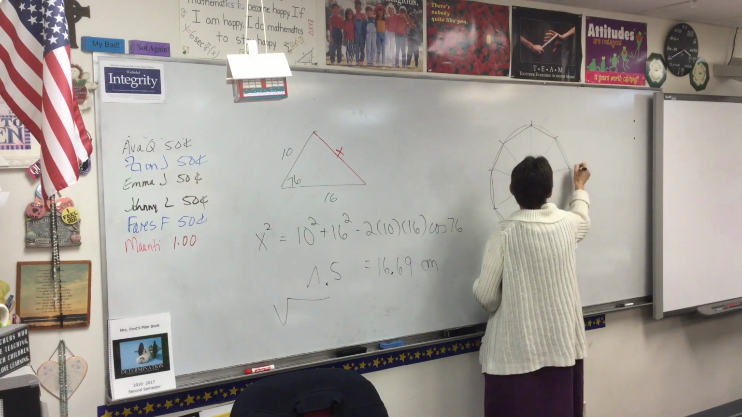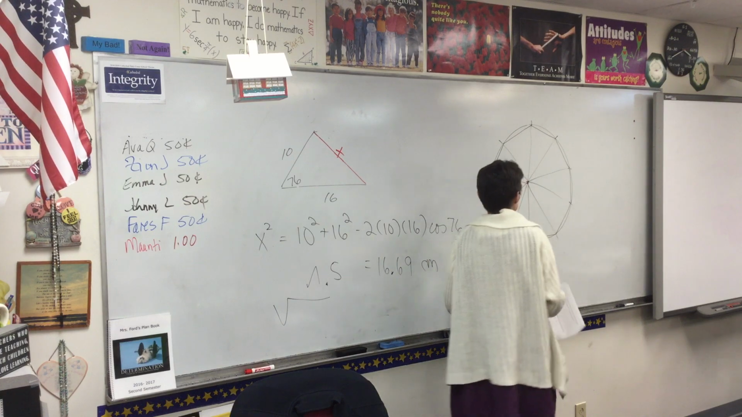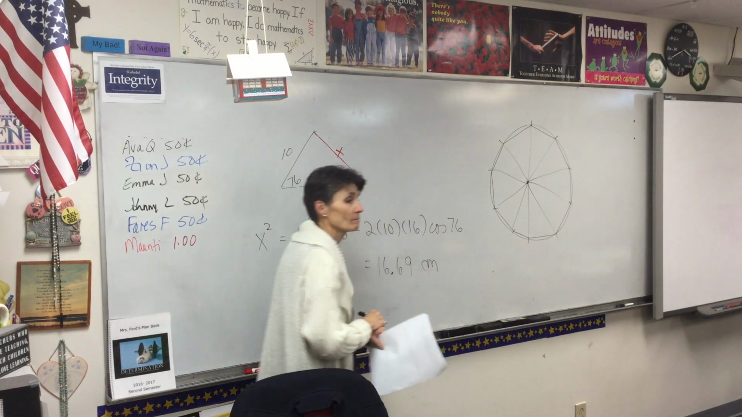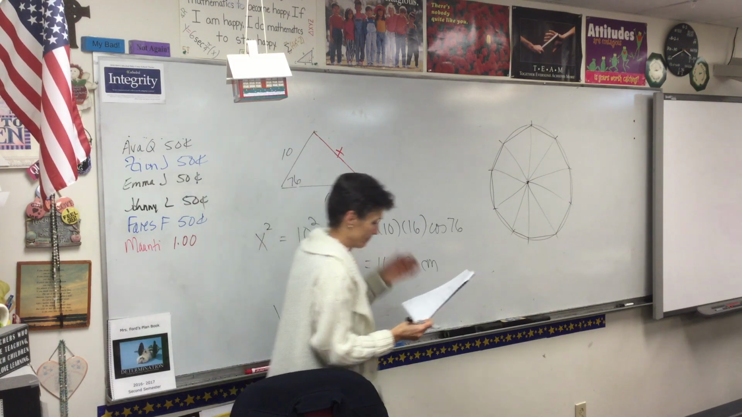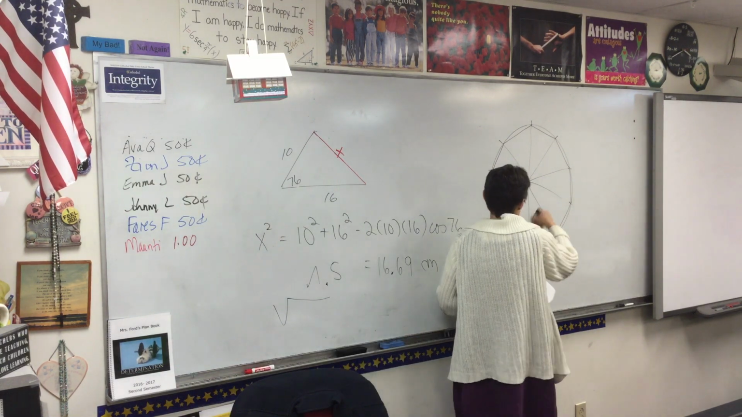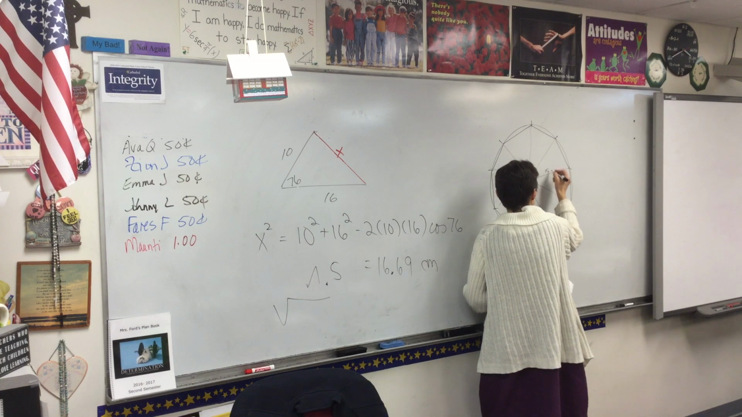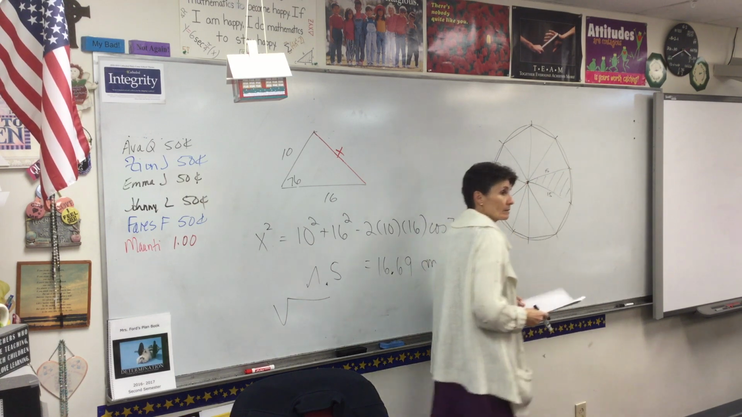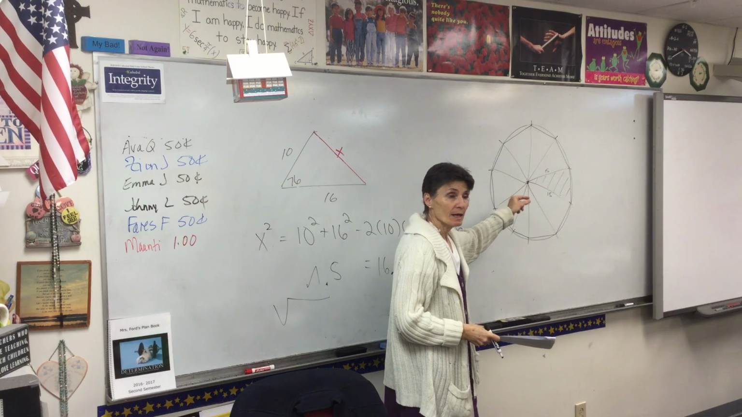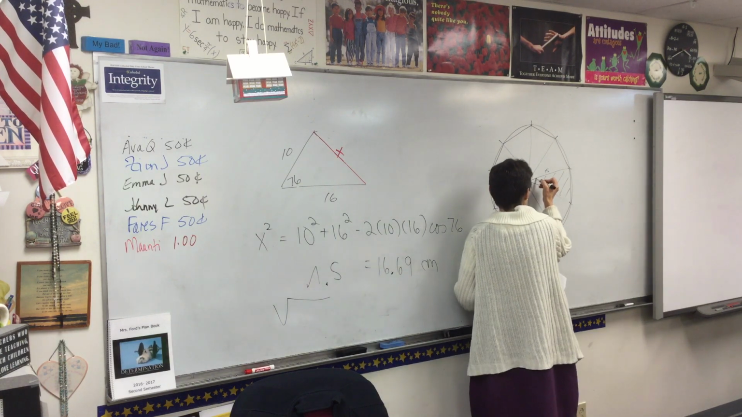So I should have 10 of these triangles, right? What do I know about those triangles? I know all those spokes I just drew are, right? All 36 degrees. Right? They're all 36. And what, Caitlin, the central angle is?